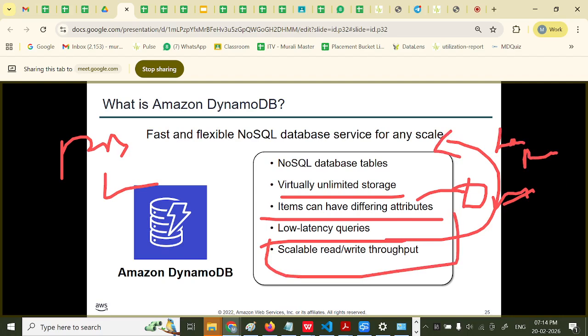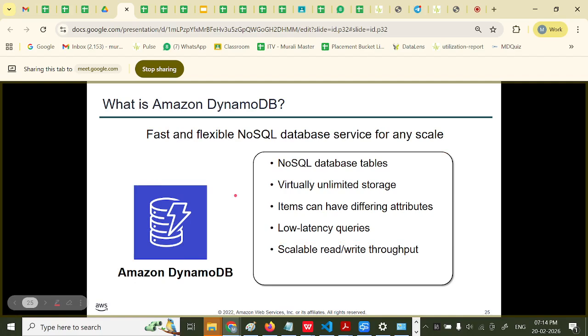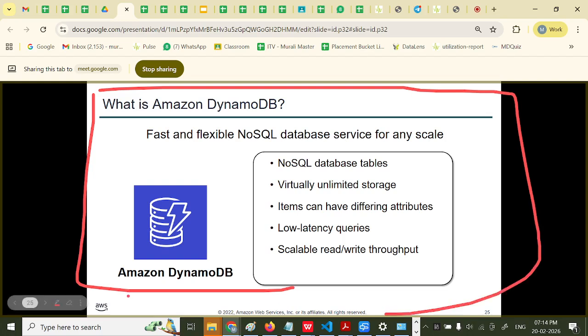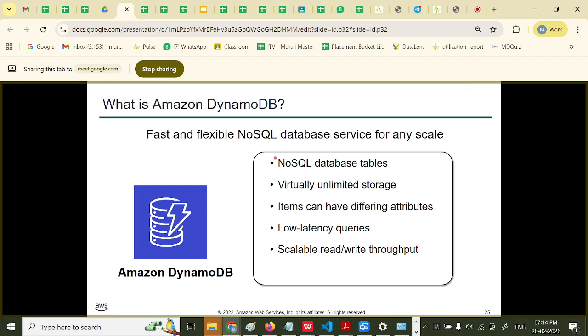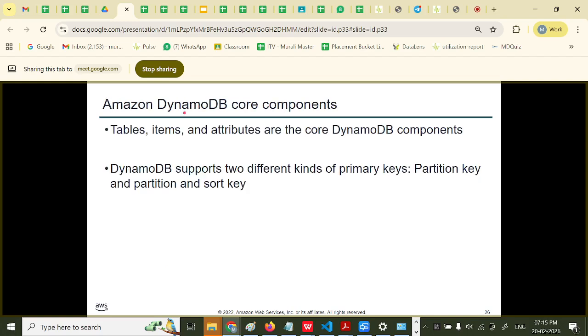Next, scalable read and write throughput. You are able to read and write, and throughput will be very fast. You are able to read your data faster also. So that's what your DynamoDB, which is NoSQL, is: very fast when compared to RDS and other database engines.